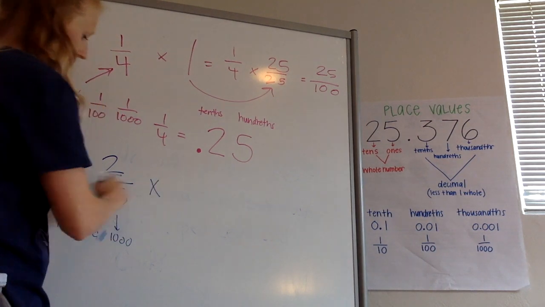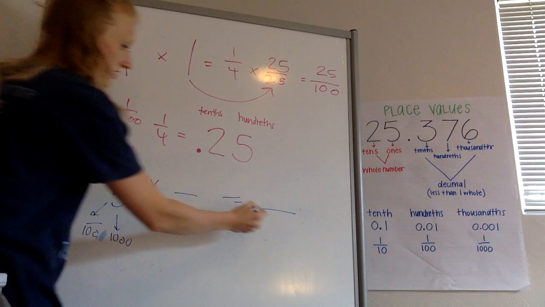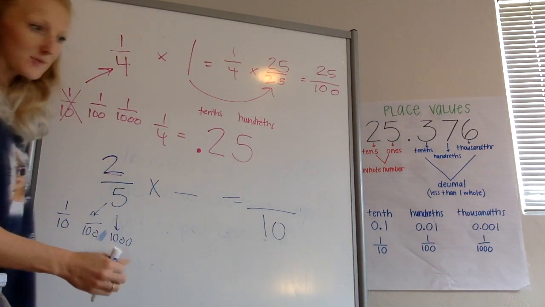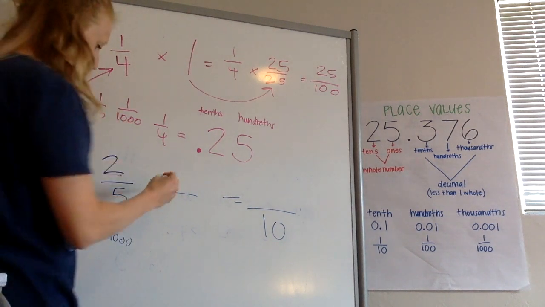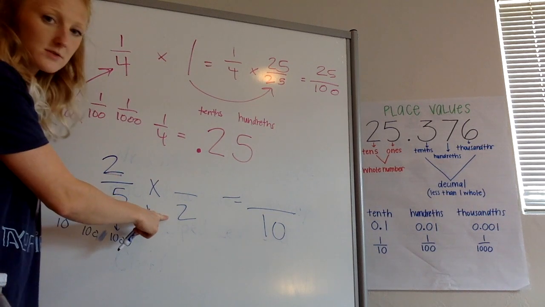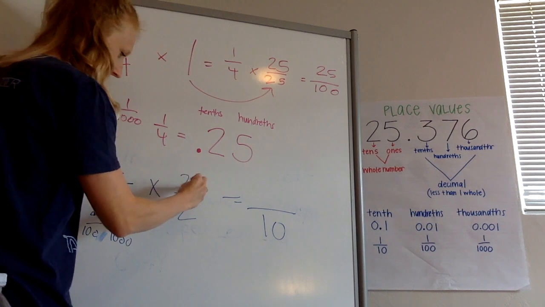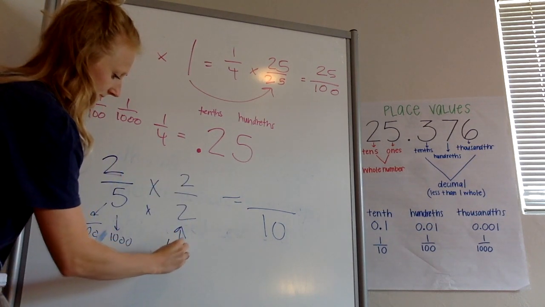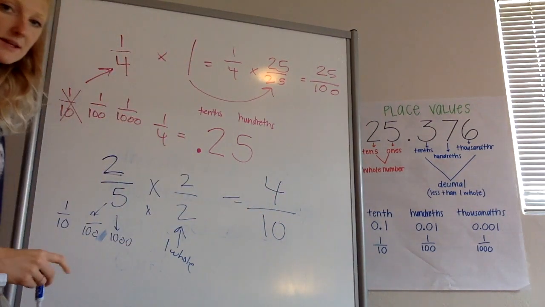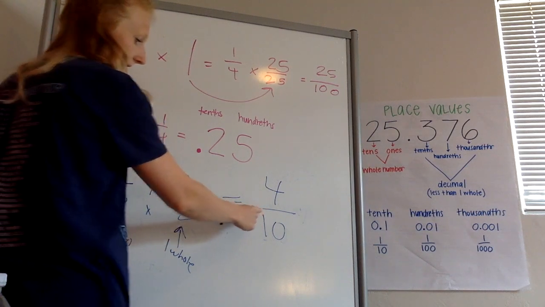So, can we multiply 2/5 by something to get tenths? Let's try it out. Can we get from 5 to 10? Well, let's count by 5s. 5, 10, times 2. So if I do 2 on the bottom, what needs to go on the top? Yes, 2 needs to go on the top because this is 1 whole. 2 times 2 is 4. So that means 2/5 is equivalent to, or the same as, 4/10.